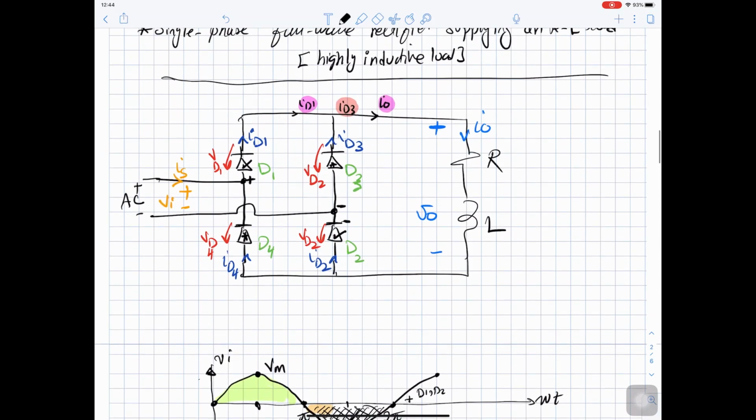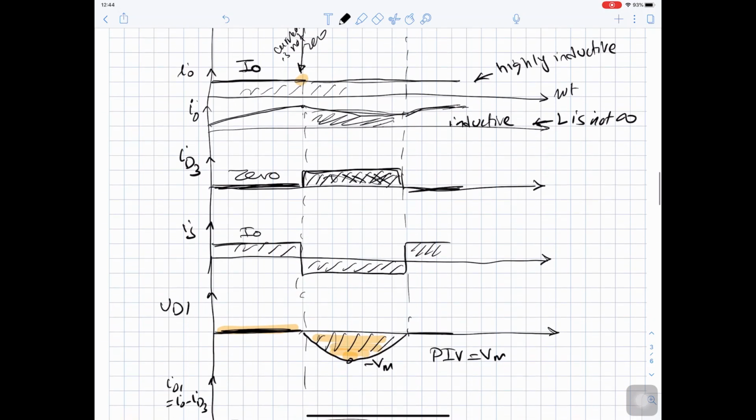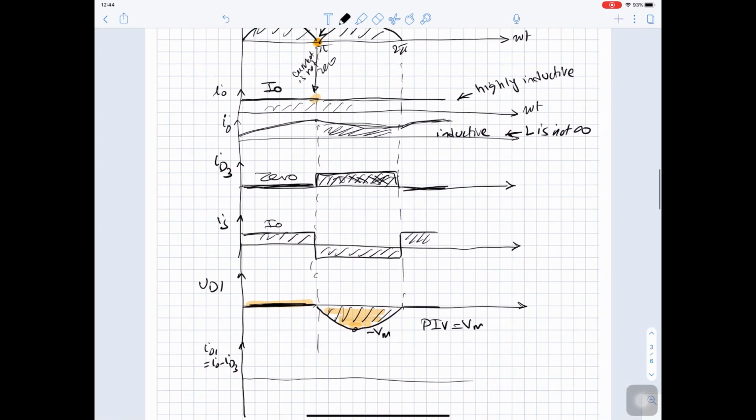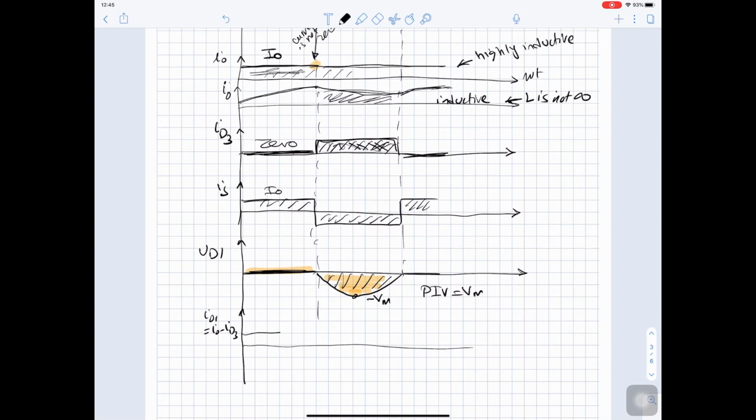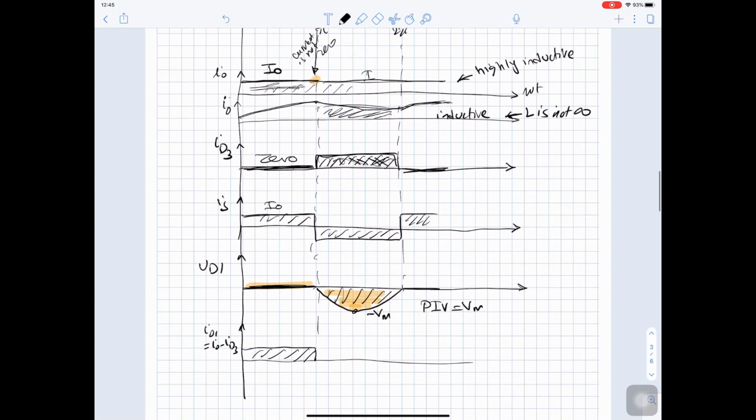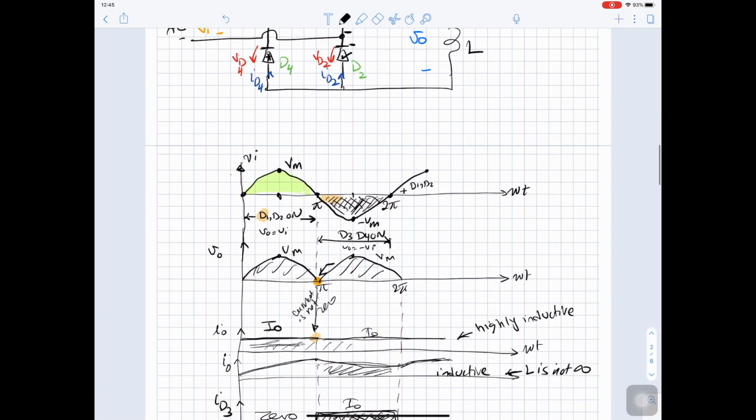So I diode 1 plus I diode 3 equal I out. So if you take I out and subtract I diode 3, so I out here is a square wave minus 0, it will give us a square wave. Then it is I out minus I out, this will give us 0, and so on. This is I diode 1.